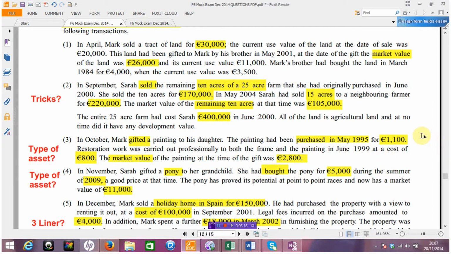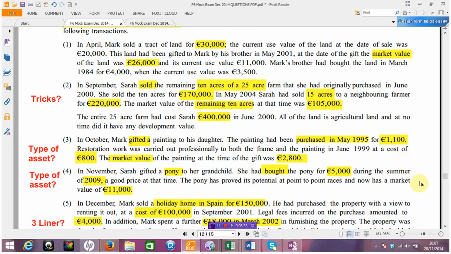So we just have to figure out, what type of asset is this, and is there any rule that we have to apply in relation to this type of asset? And in fact there is, and it's really a marginal relief calculation that we have to do.